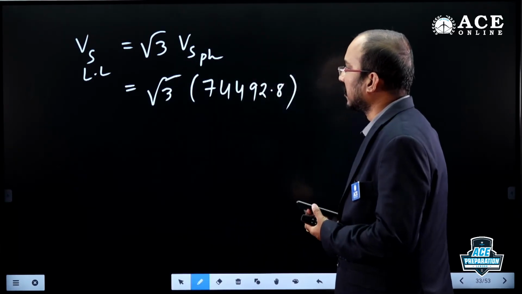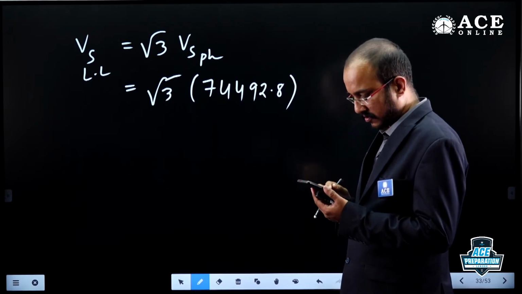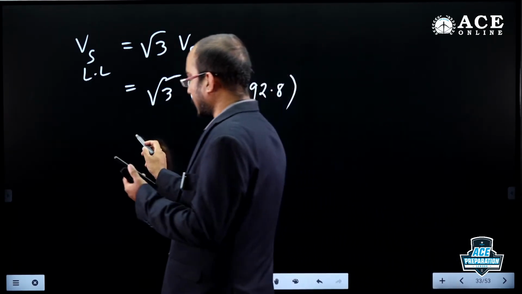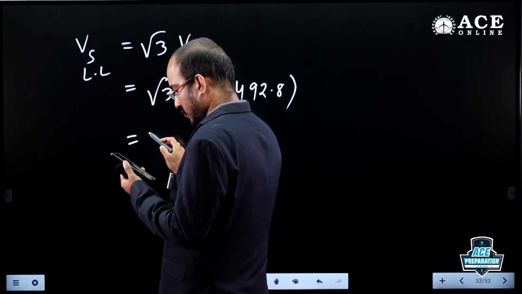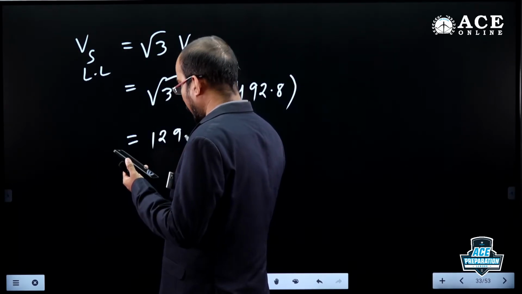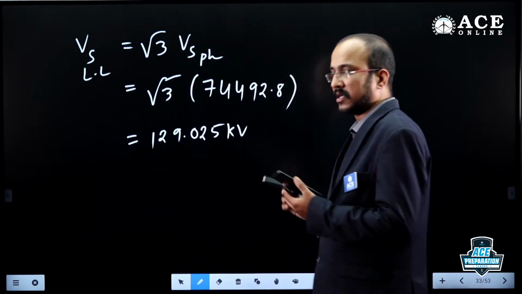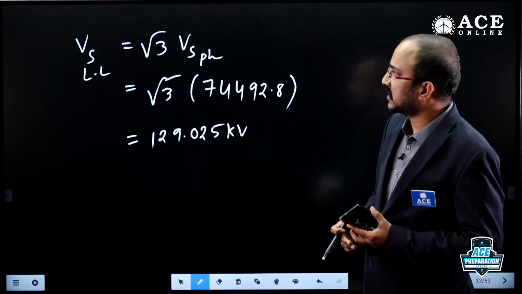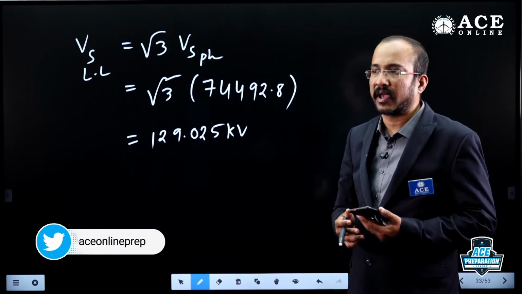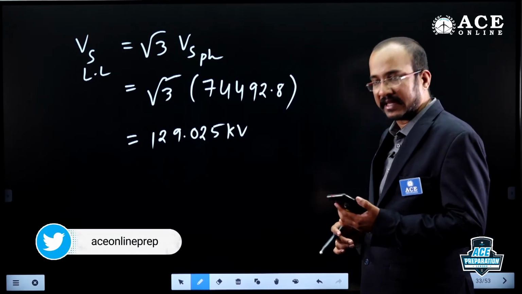So how much do you get? If you calculate this one, the magnitude is how much? 129.025 kilovolts. You are getting the sending end voltage. So this is the sending end line to line voltage. Okay. He is also asking to calculate the regulation.